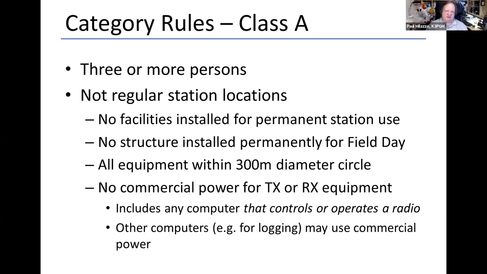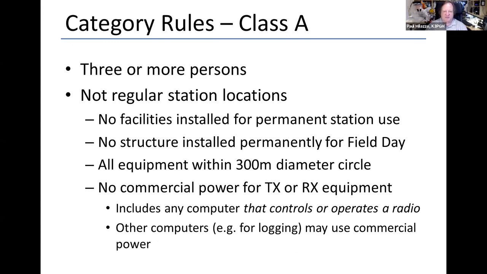Class A means that they're set up by a group or a club of 3 or more people, not in a regular station location, not using any facilities installed for permanent station use, and not using a structure installed permanently for Field Day, which, as I said the other day, means that you can hang an antenna in a tree unless you specifically planted that tree to be a Field Day antenna support.